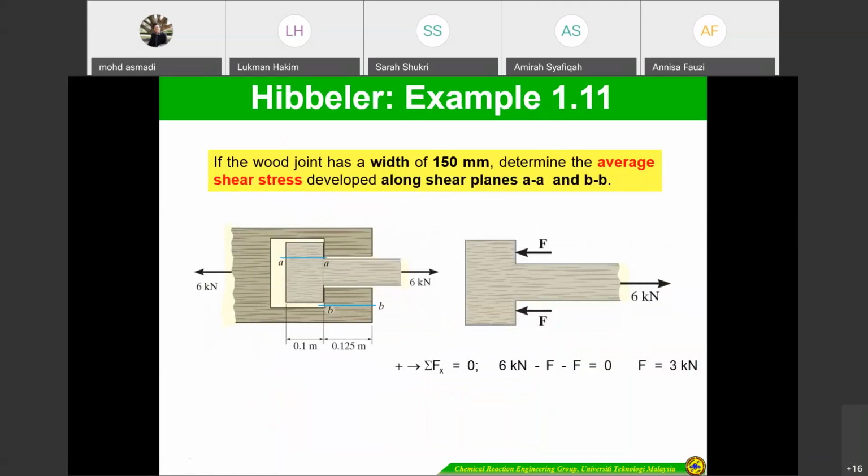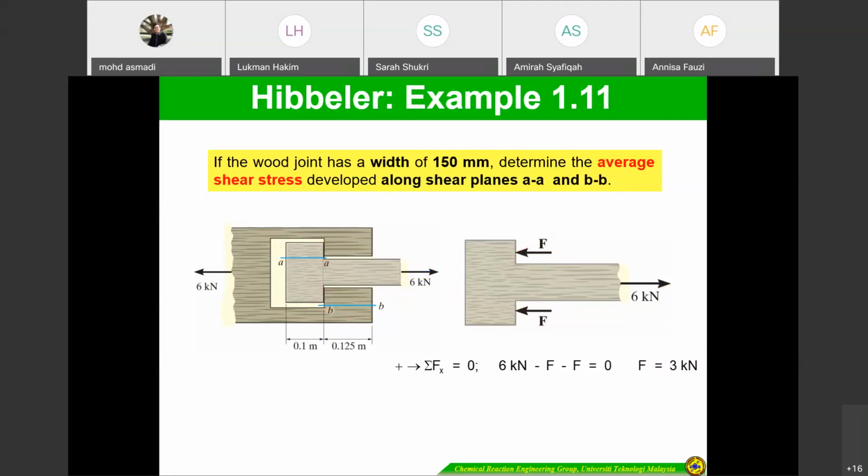So for example here, if the wood joint has a width of 150 millimeters, determine the average shear stress developed along shear plane AA as well as BB. If you look here, this is AA and this one is BB. Since you pull this one and take it out, definitely another force is going to be in the opposite direction.